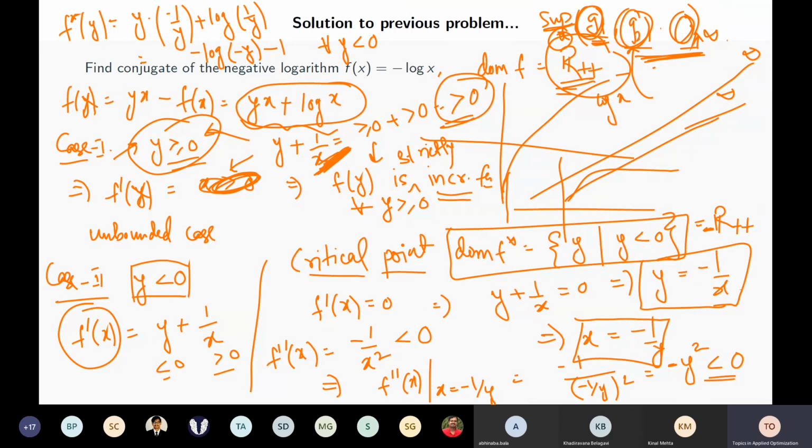Sir, the definition says that y transpose x minus f of x should be bounded. That means that we need to select some y which will be bounded for all x, or do we need to select some subset of x which is bounded for a given y? Yeah, actually it's like both. It's like all possible x and y.